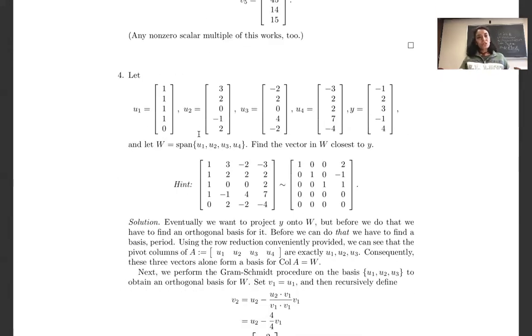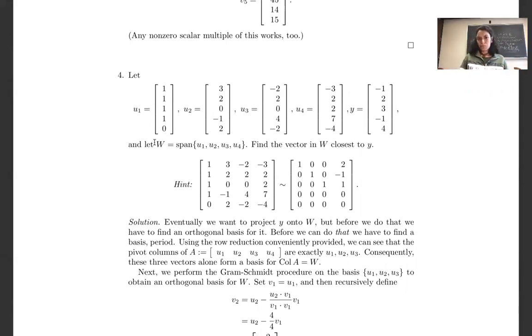All right, so for question 4, we have 4 vectors here. Again, we have a subspace which is spanned by these 4 vectors, and we also have a y vector here. The question is, find the vector in W closest to Y. This is a question related to the least squares problem or orthogonal projection, because we generally use sentences like best approximation, the closest one, the shortest distance either in orthogonal projections or least squares problems.